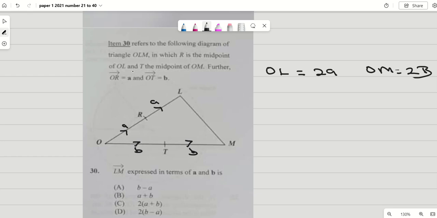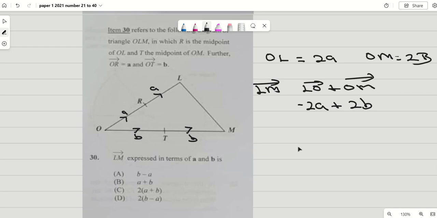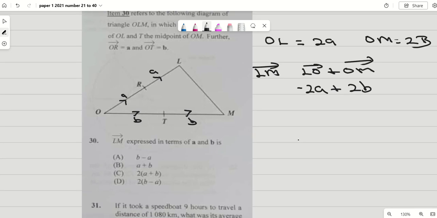We want LM. So LM would be LO plus OM. LO would be the opposite of OL, so instead of 2A, it will be negative 2A plus 2B. I put capital B, it's supposed to be small b. We can factorize, so it's 2B minus 2A. Factorize out 2, that's 2 open bracket B minus A. So the answer is D, which is 2 open bracket B minus A.